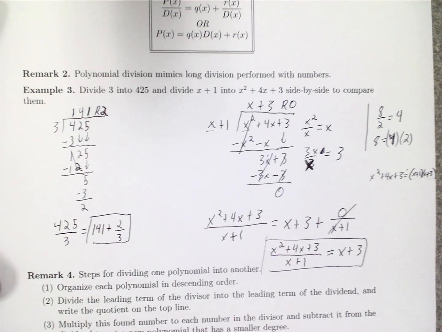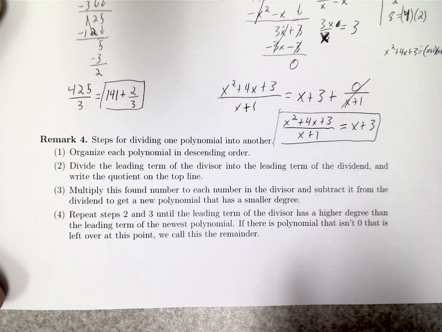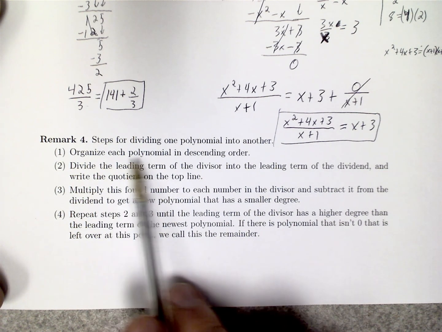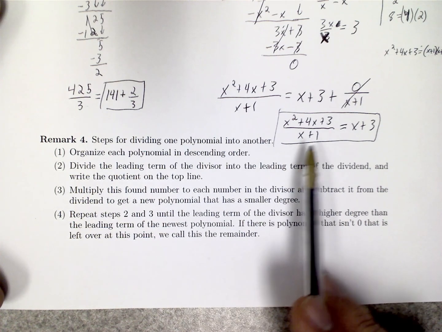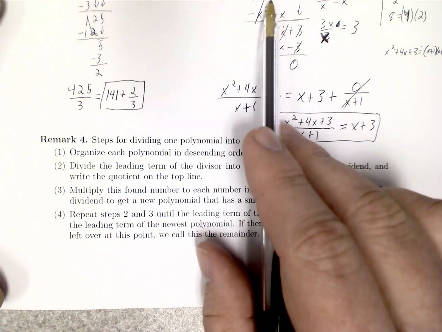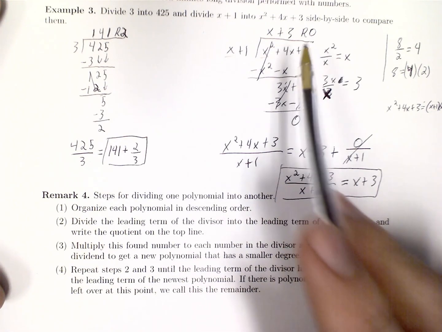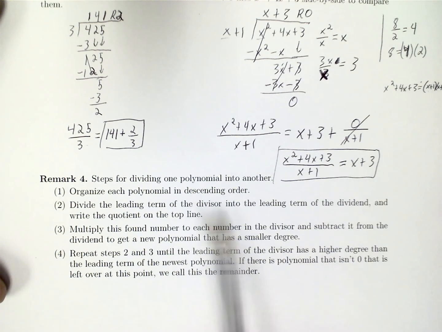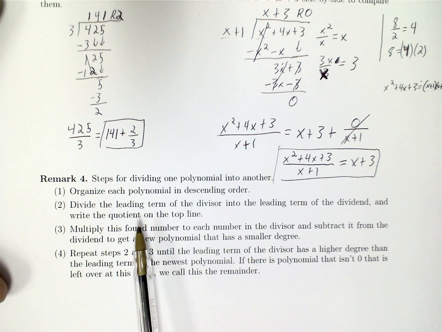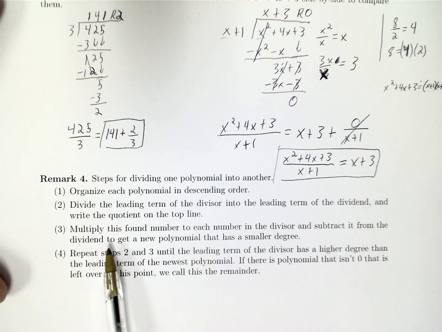So what did we do? As a reminder, these are the full steps for dividing one polynomial into another. Organize each polynomial in descending order. That's how all of these went when we organized them up here. Then divide leading term into leading term, and write out the quotient on the top line. Then you multiply and then subtract.